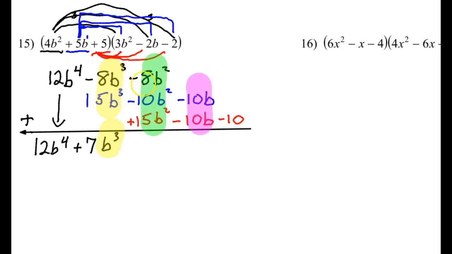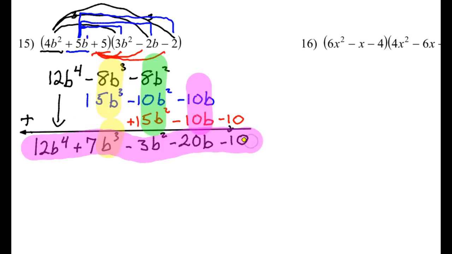Okay, we have negative 8, negative 10, and positive 15. Do the arithmetic and you get negative 3b to the 2nd. And negative 10 and negative 10, negative 20. And then once again, the last term, just like the first term, nothing to combine it with. Okay. So always think about what's the easy thing here, what's the hard thing.